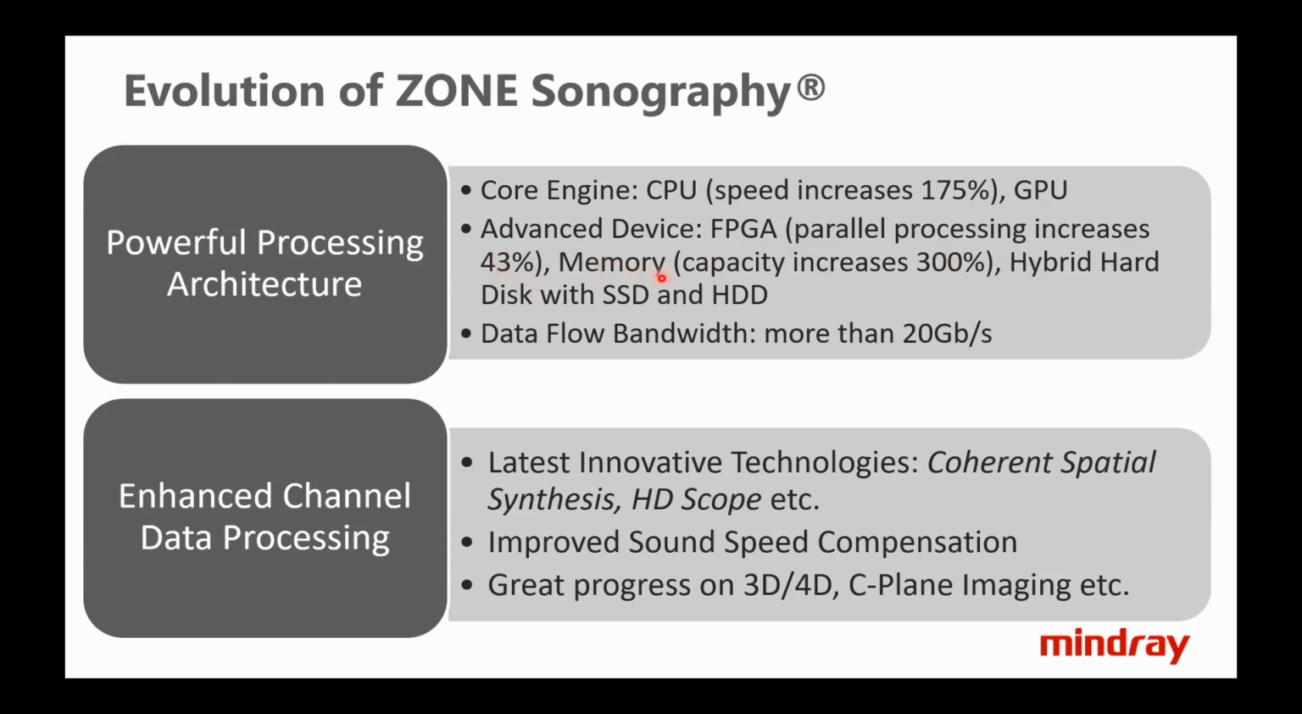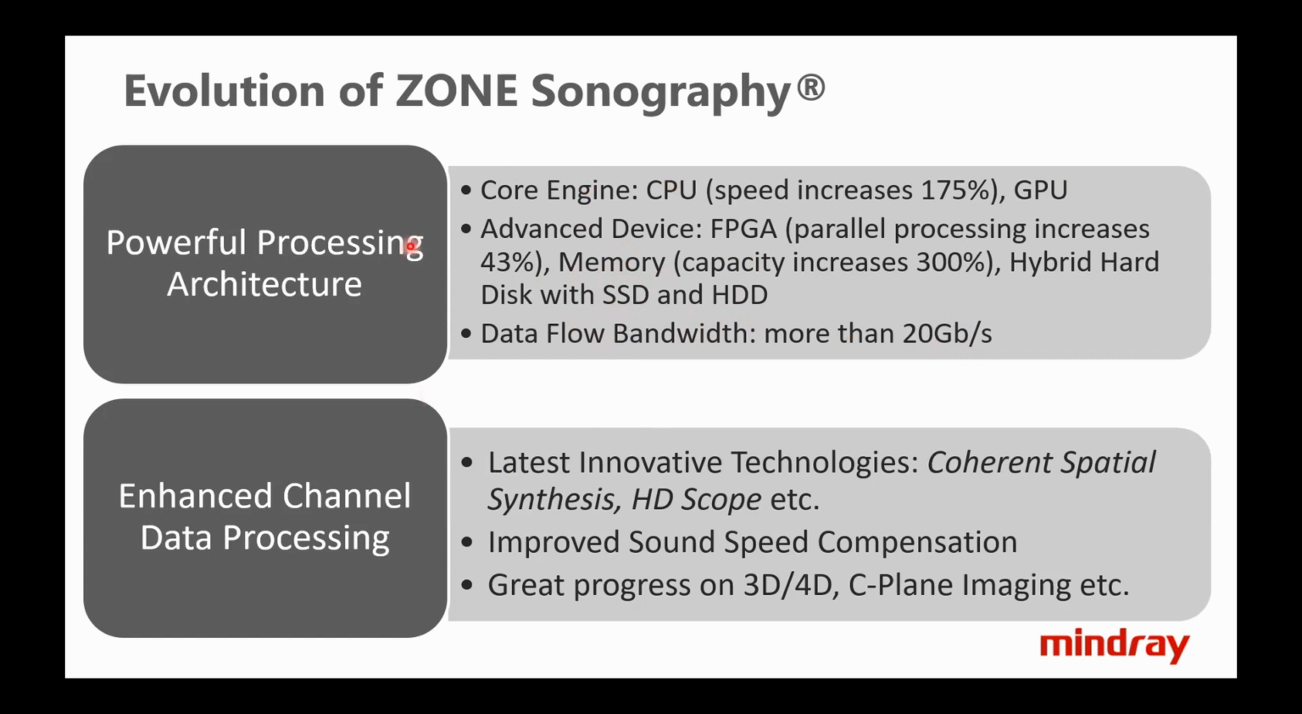And also another one for memory. We increase the memory in our machine in order to let the frame rate be higher. And also we use a hybrid hard disk with SSD and HDD. We put the system in SSD and all patient data and storage in HDD. Which is better? SSD is high speed. So we put the operating system and the ultrasound in SSD, so it will give me high speed. And also the data flow bandwidth for data transfer will be more than 20 gigabit per second.